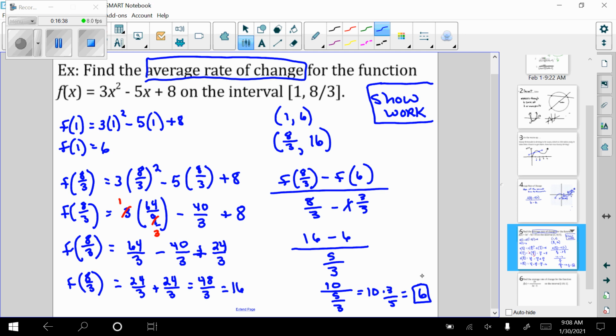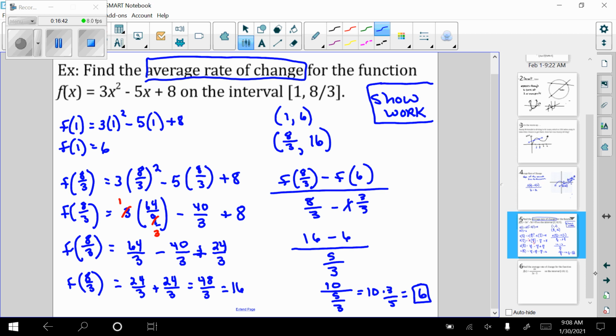So if you graph that parabola, the slope of the line that connects the two values on the graph, x equals 1, x equals 8/3, the average rate of change, or the slope of that secant line, is 6.